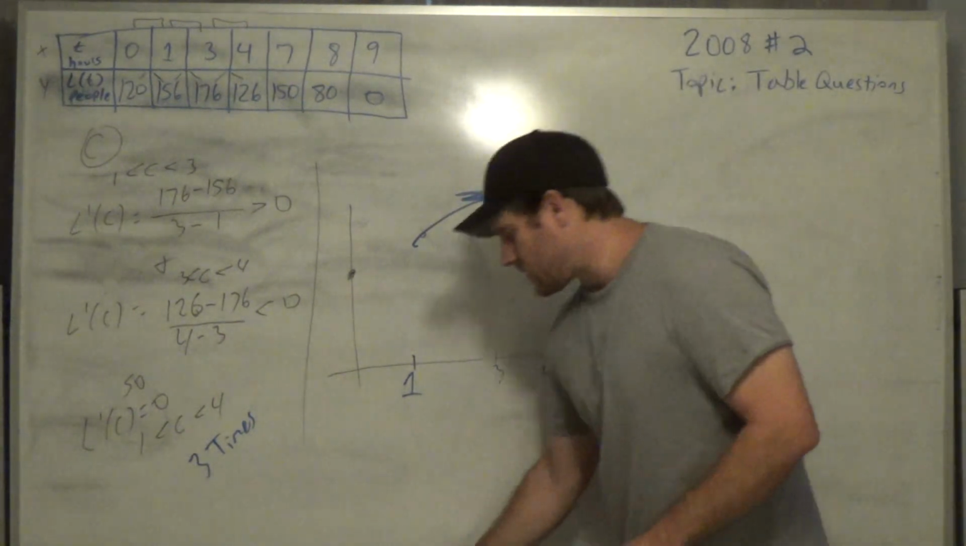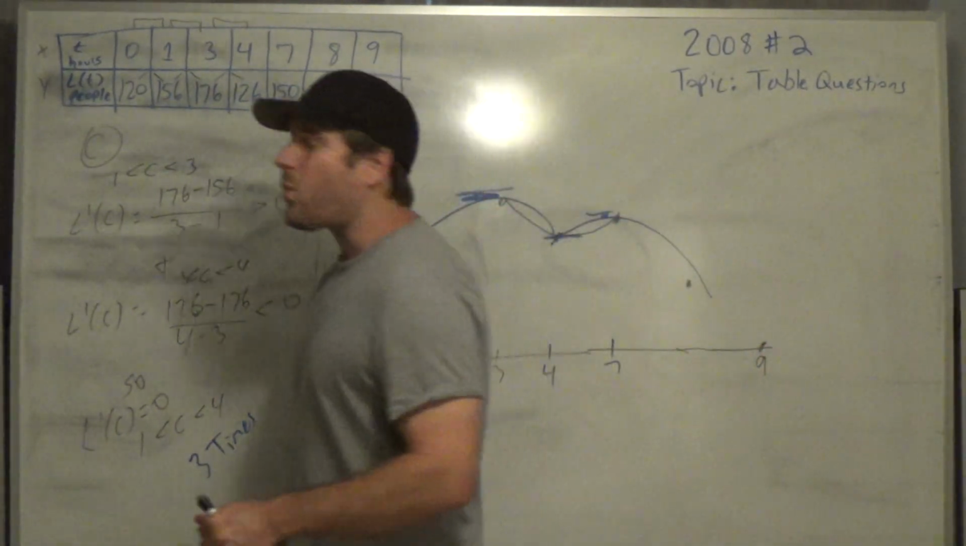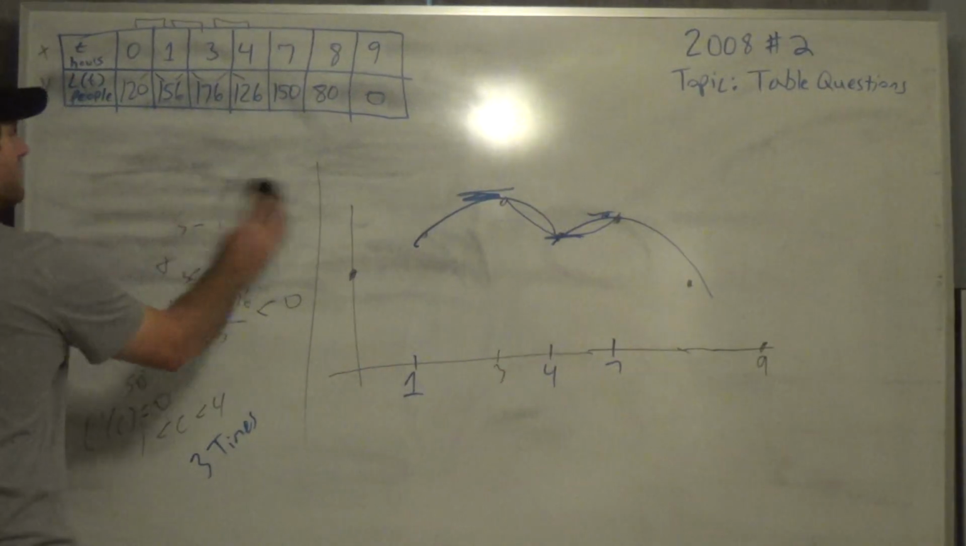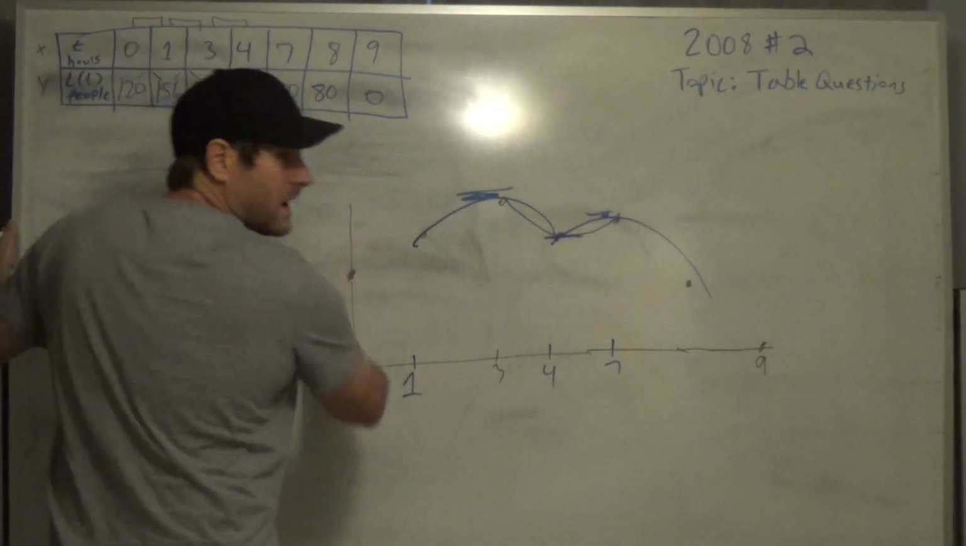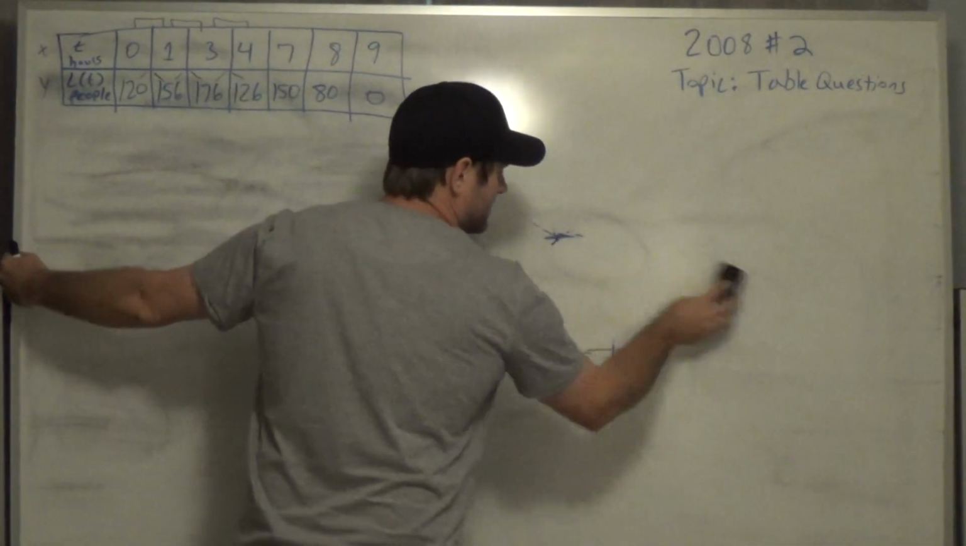All right, let's be done with that part and go to part D. By the way, there's nothing quite like that on your quiz, although you might have a mean value theorem. So make sure you understand the mean value theorem. There might be an intermediate value theorem as well, the IVT.